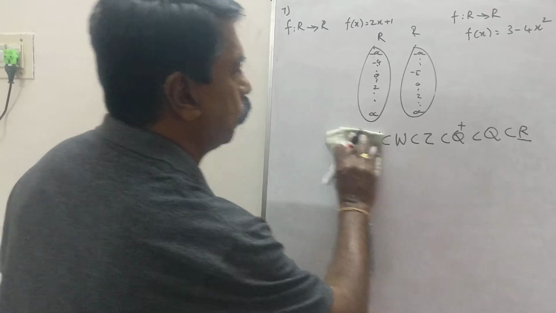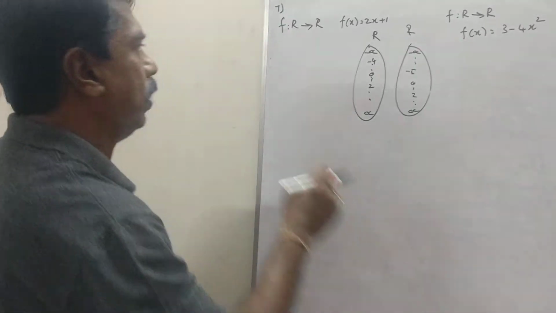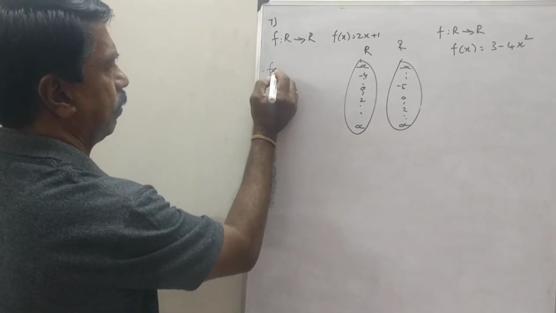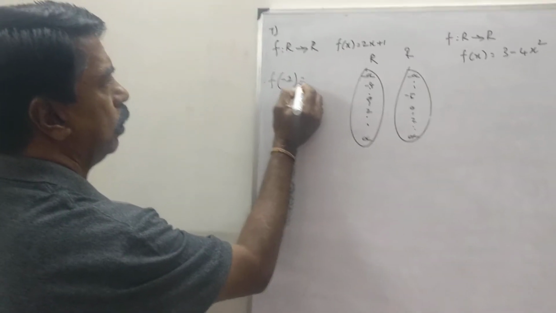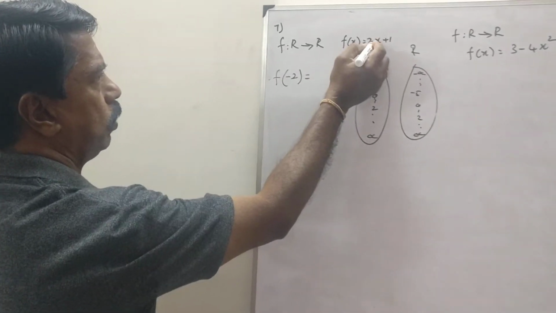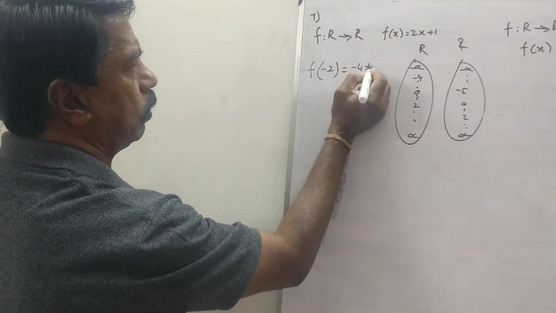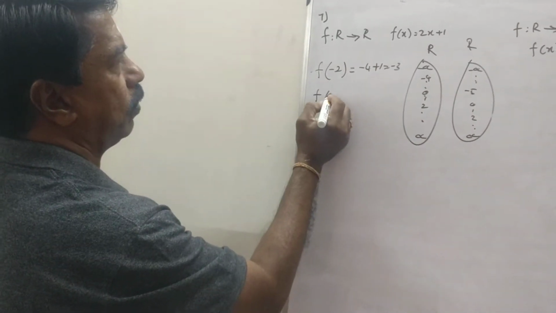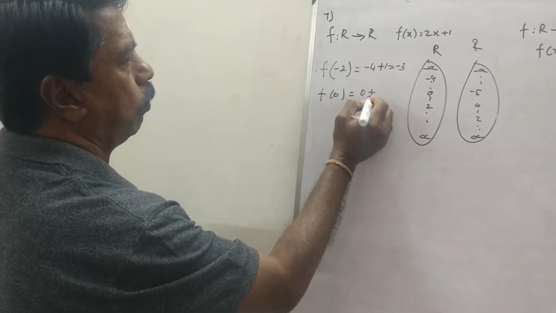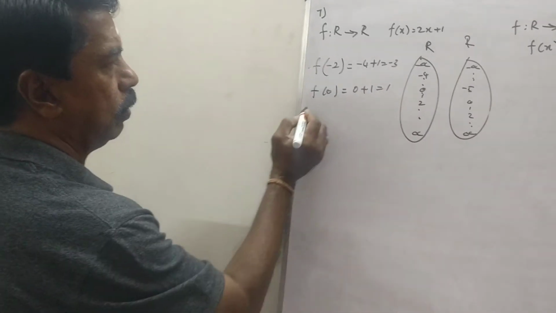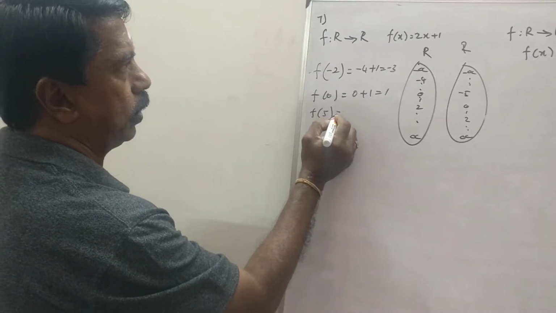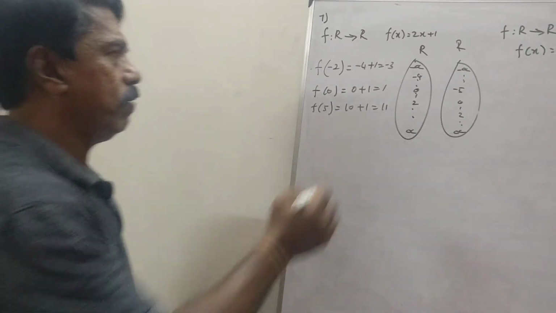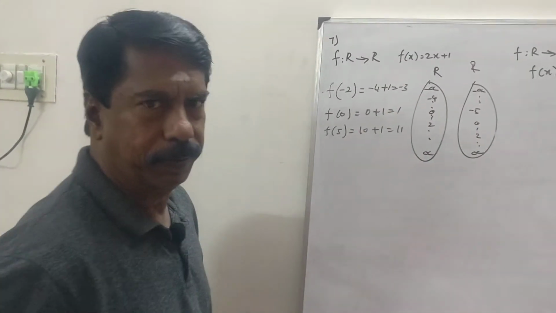Now let me go to this question. For example, if we find a few images based on this function, for example, if you take minus 2, the image will be minus 2 into 2, minus 4 plus 1, gives minus 3. Suppose if you find f of 0, you get 0 plus 1, that gives 1. Suppose if we find f of 5, you get 10 plus 1, 11. That means we can find the image for each and every element.